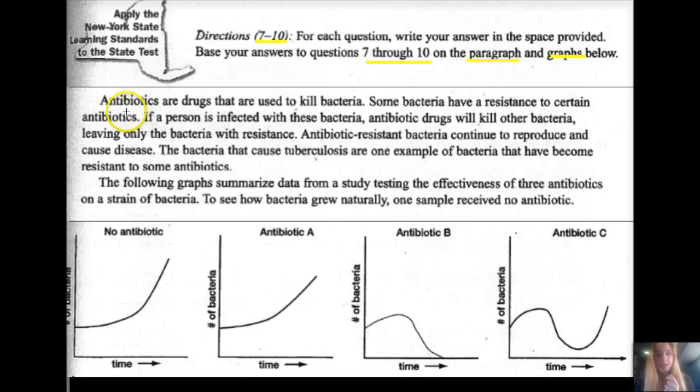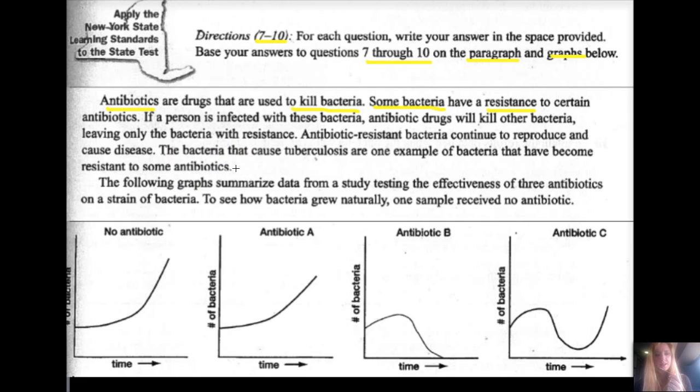Antibiotics are drugs that are used to kill bacteria. Some bacteria have a resistance to certain antibiotics, meaning that antibiotics have no effect on them. If a person is infected with these bacteria, antibiotic drugs will kill other bacteria, leaving only the bacteria with resistance. Antibiotic-resistant bacteria continue to reproduce and cause disease. The bacteria that cause tuberculosis are one example of bacteria that have become resistant to some antibiotics.